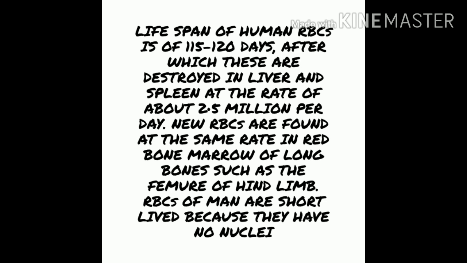The lifespan of human RBCs is 120 days, after which these are destroyed in the liver and spleen at the rate of about 2.5 million per day. New RBCs are formed at the same rate in the red bone marrow of long bones such as the femur and hind limb, a process called erythropoiesis. RBCs of man are short-lived because they have no nuclei.